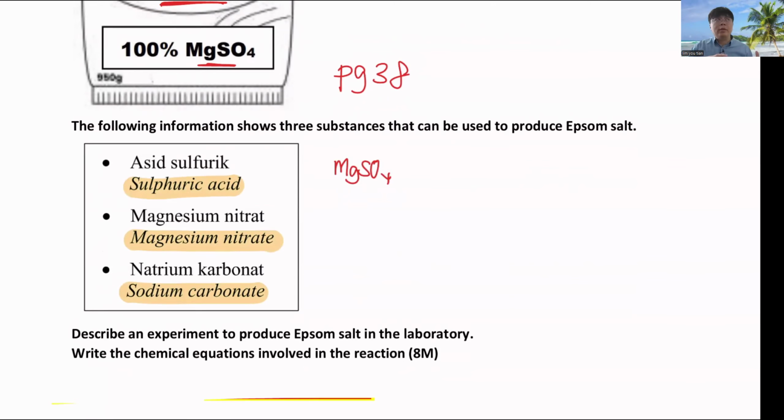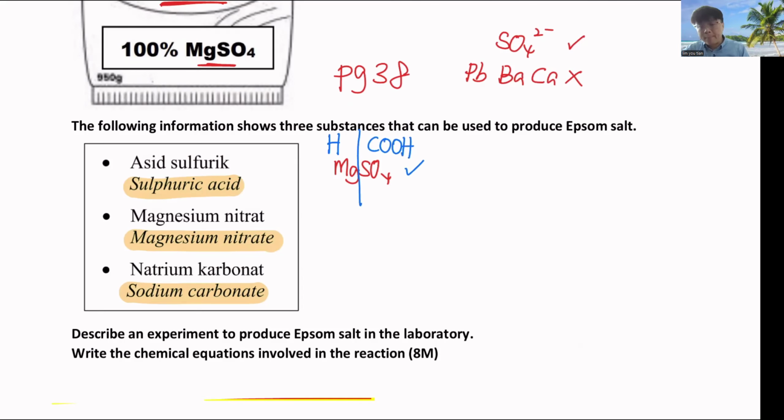We need to check whether magnesium sulfate is soluble or not. For sulfates, all are soluble except lead(II) sulfate, which is not soluble. So this is soluble. If it's soluble, you have to use an insoluble one to prepare it. You have to check whether it is soluble or not first, because you cannot do it the other way around.